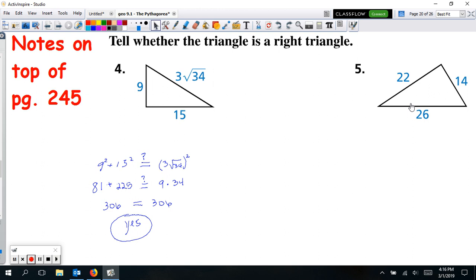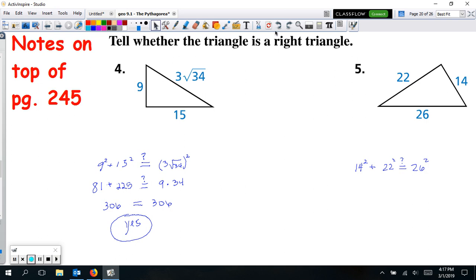And the next one over here, let's go ahead and do the same thing. We're looking at the two smaller numbers. So which one is the hypotenuse? Is 22 the hypotenuse, or 26 supposed to be the hypotenuse? Well, the two smaller numbers would have to be your legs. The largest number would be the hypotenuse, or the c. So we're going to see 14 squared plus 22 squared. Does that equal 26 squared? That's what our question here is. 14 squared plus 22 squared, does it equal 26 squared?